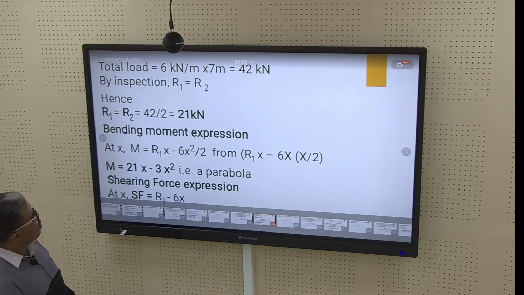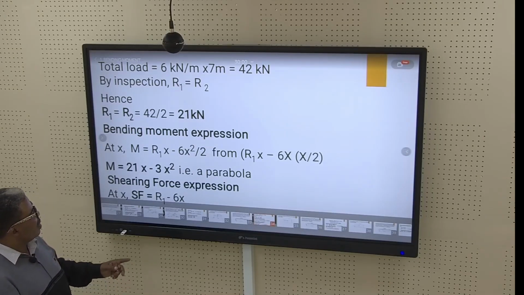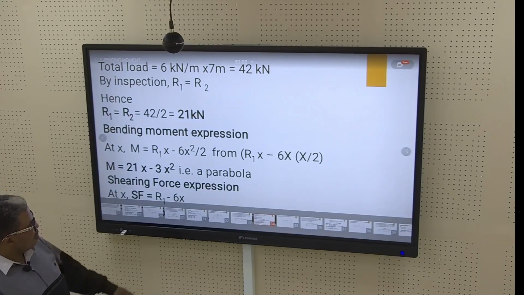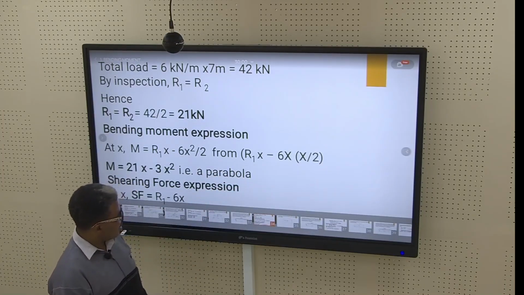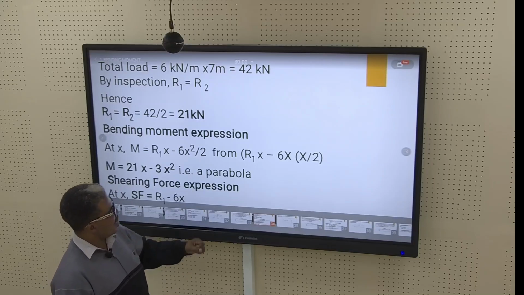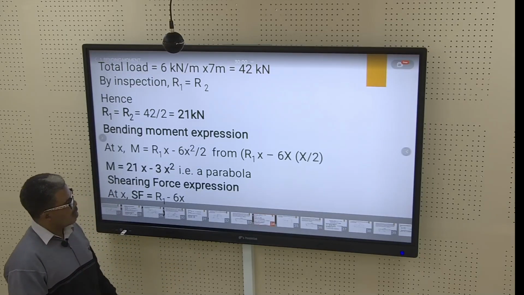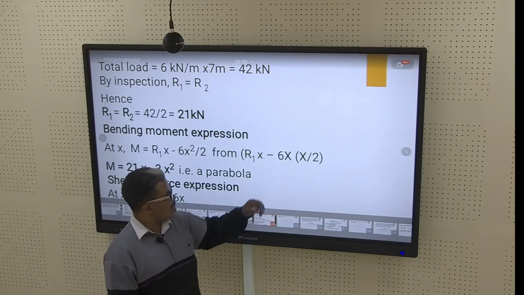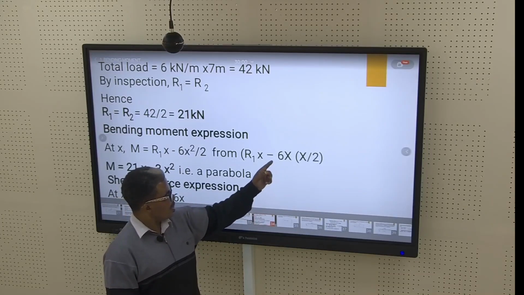Mind you, we had 6x times x over 2, because we want to go for the halfway from this one. R1 times x minus 6x, and because we are looking for this first x is for the distance to make this load the total load.